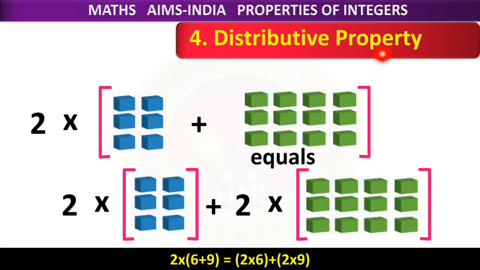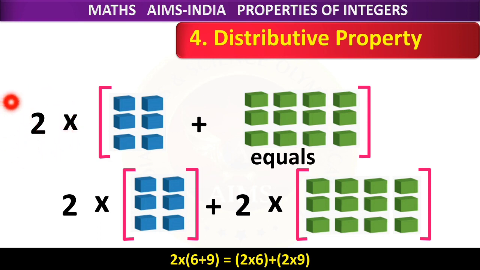The fourth one is distributive property. What does distribute mean? We mean to distribute it. When you have two chocolates with you and I ask you to distribute among two children, what will you do? You will give one chocolate to one child and the other chocolate to the other child, right? Distributing the chocolates between two. In the same way, in distributive property, we'll distribute an integer among two integers.